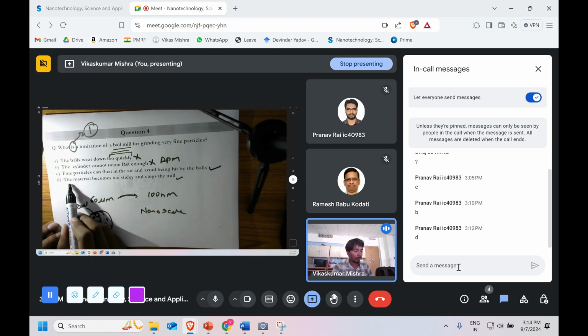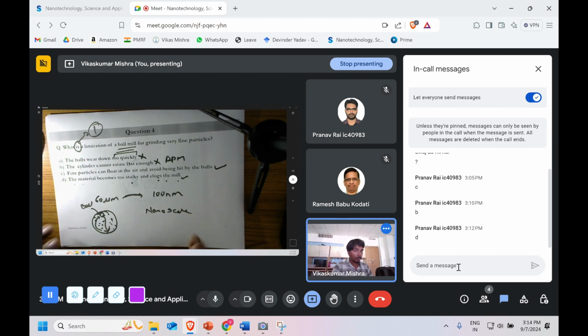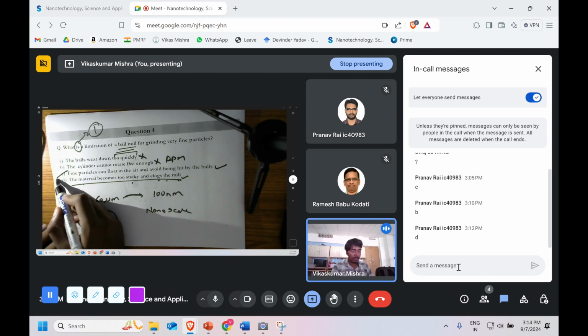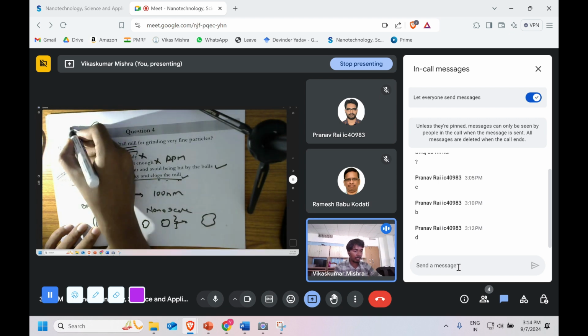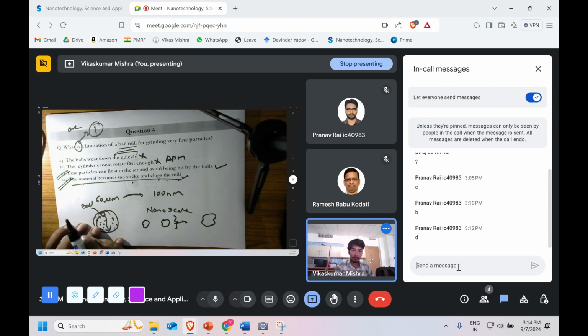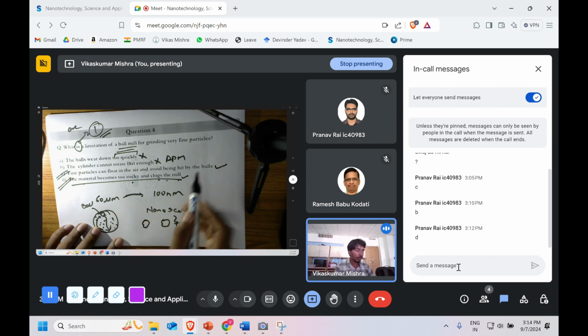And let's see D. The material becomes too sticky and clogs the mill. So now here this is also the right answer, but to a larger extent we can say that option C is the right one. Option D is telling that they will stick with each other. Let's say I went to the finer size. Now what is happening? They are agglomerating with each other and forming something a little bit bigger in size. This is also the right answer. If instead of "is" there should be "are", then we could have chosen both of them. But since we have to select only one option, we will select the primary reason, that is option C.